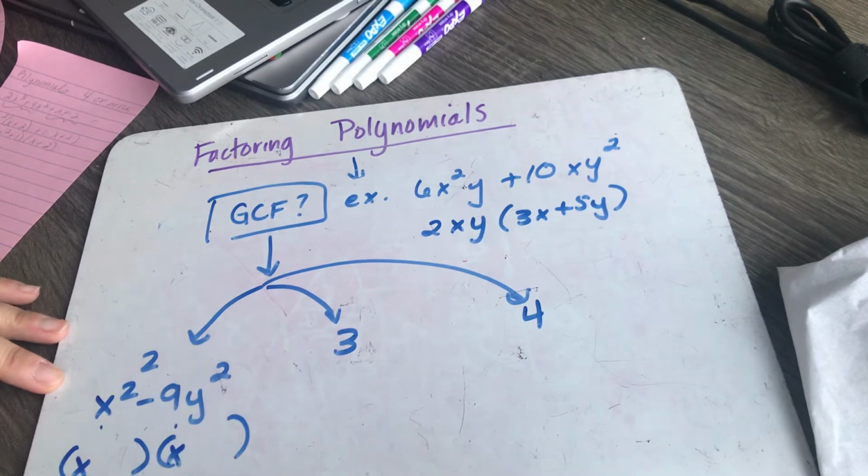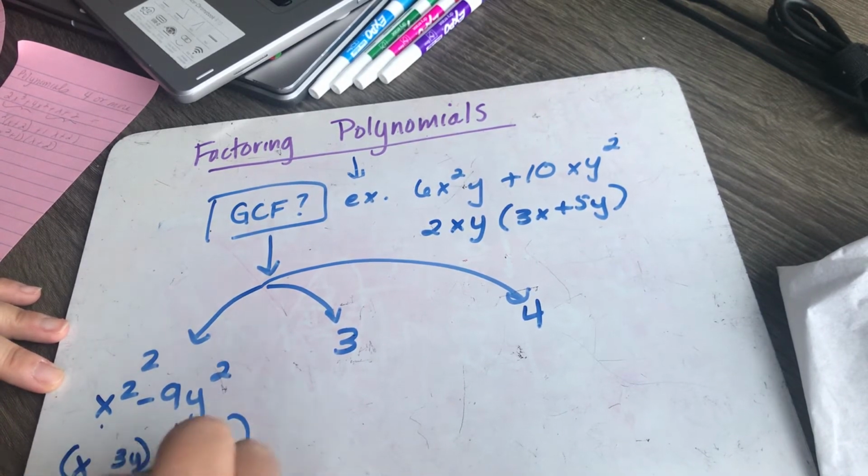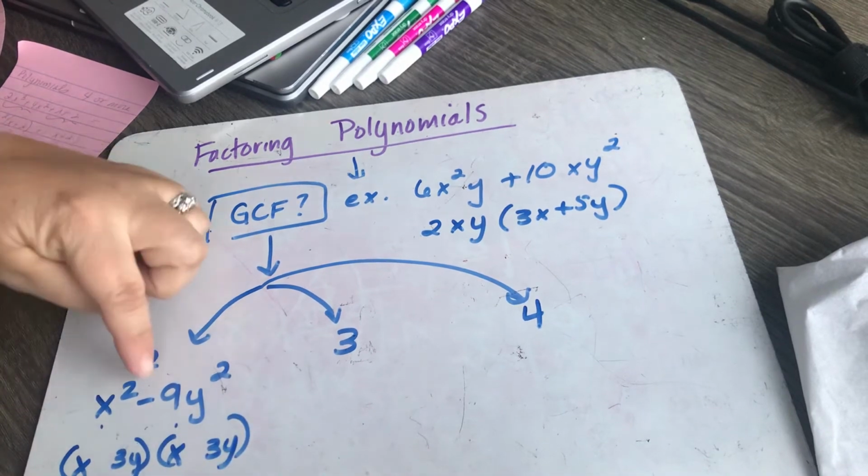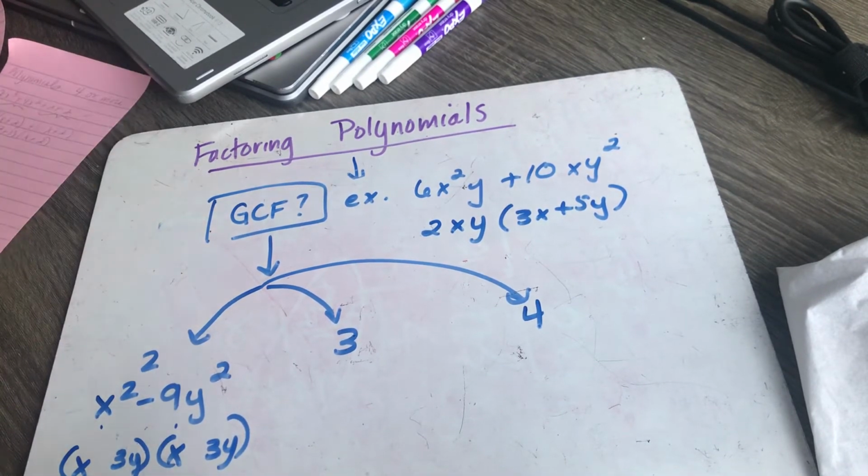So I know that x squared is a perfect square, so I'm going to put an x in each. I know that 9 is a perfect square, and y squared, so 3y, 3y. That negative, remember, tells me that one is positive and one is negative, so that when I factor it out and multiply it out, I'm going to lose that middle term. So that's a difference of squares. So I factored it out, and I'm done.